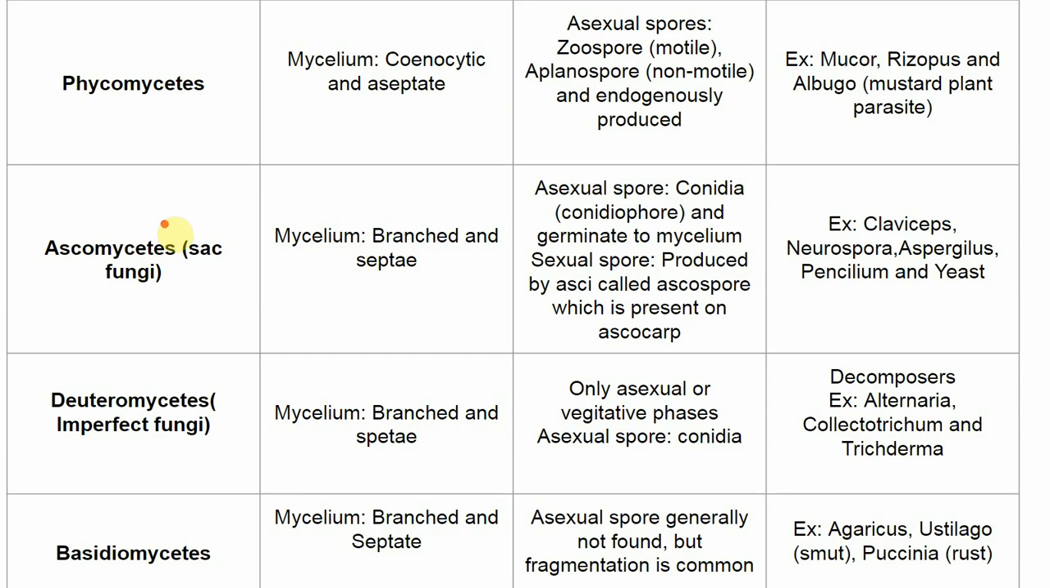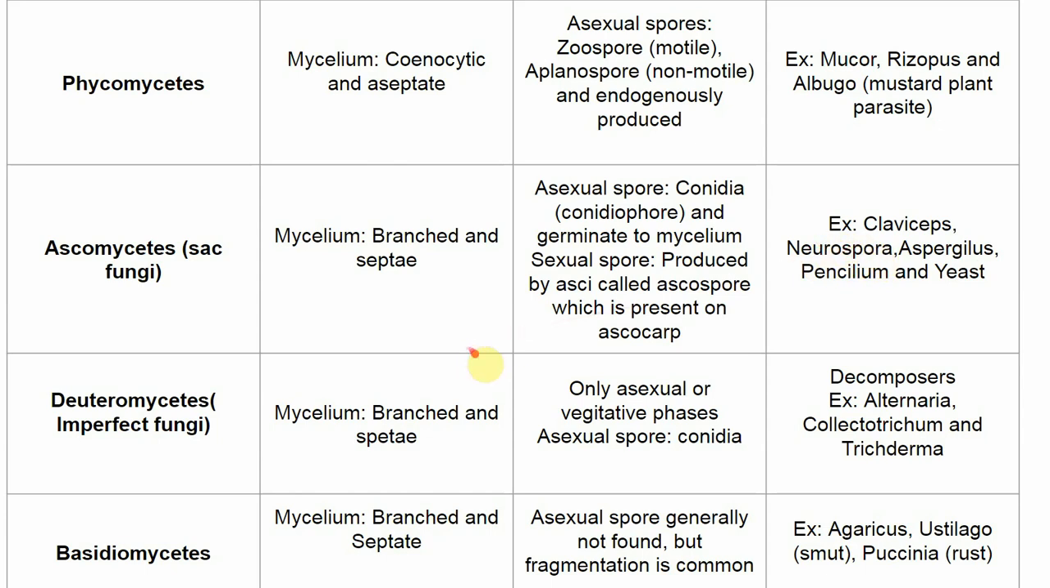The next one we are having is the ascomycetes, also called the sac fungi. The mycelium is branched and septate. The asexual spores that are produced are conidia by a structure called the conidiophore, and the conidia germinate to form the mycelium. The sexual spores are produced by structures called the asci and are called ascospores, which are present on fruiting bodies called the ascocarp. Examples mainly include claviceps, neurospora, aspergillus, penicillium, and yeast. Yeast is a unicellular fungus. Neurospora is mainly used for genetic and biochemical studies.